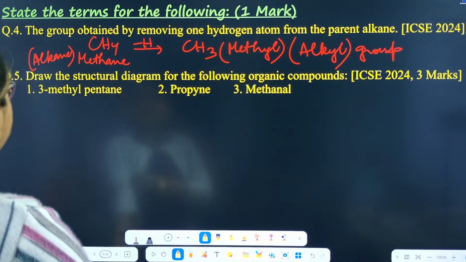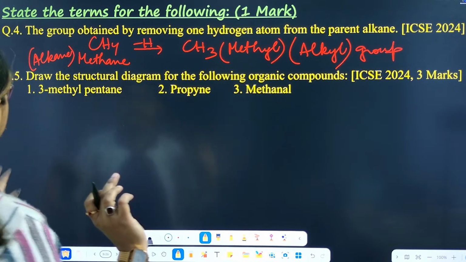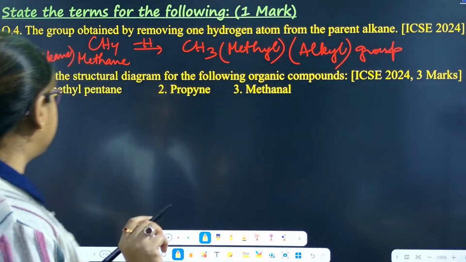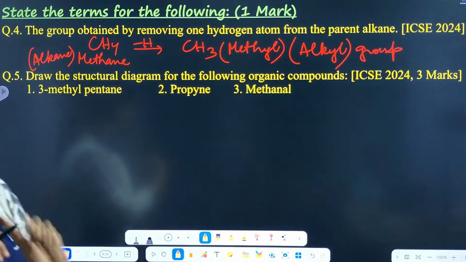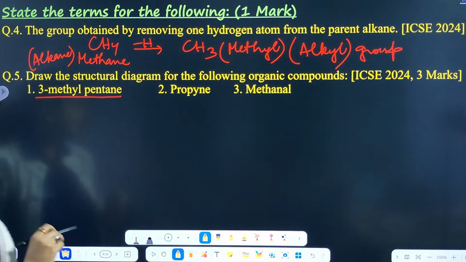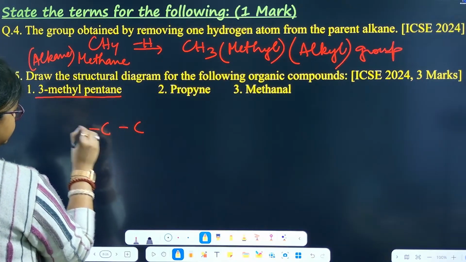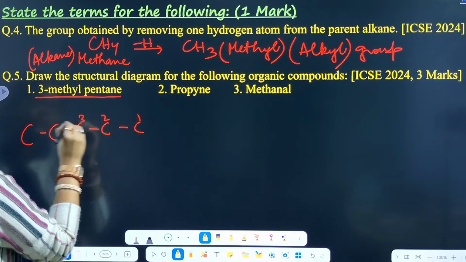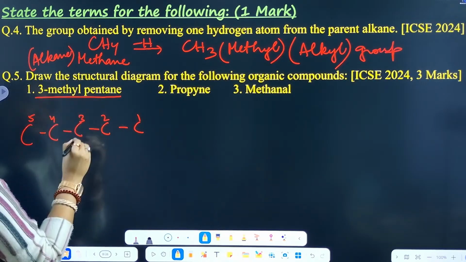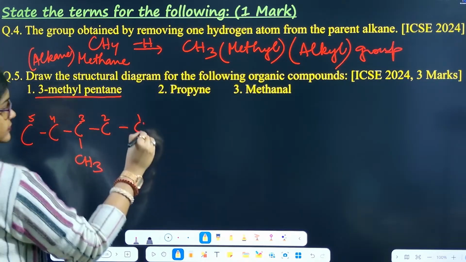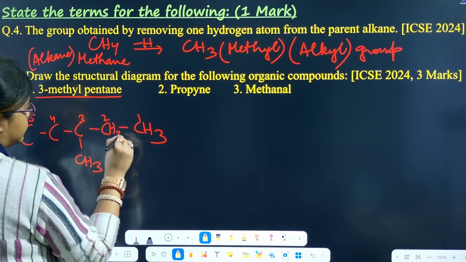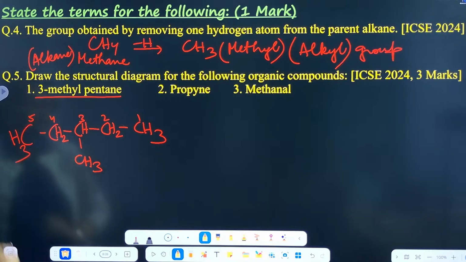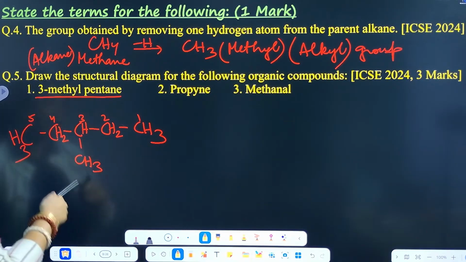ओके, क्लियर है? नेक्स्ट देखो, फिर से स्ट्रक्चर ड्रॉइंग आ गया, ये 2024 में आया था। Draw the structural diagram for the following organic compounds. 3-methyl pentane. Pentane 5 carbons, 1, 2, 3, 4, 5, 3-methyl. Okay, so this is 3-methyl pentane.